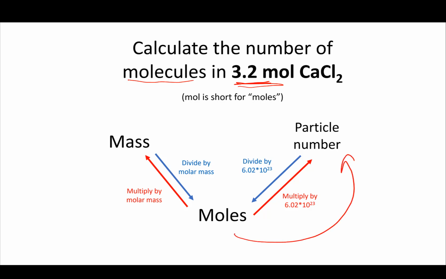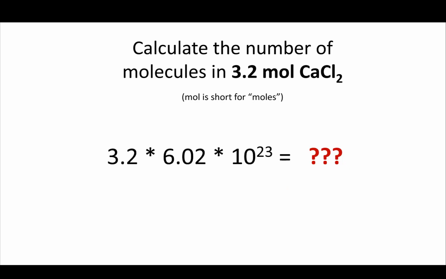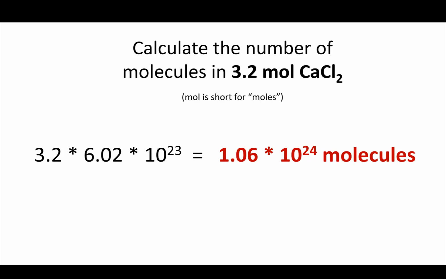Follow the arrow. It looks like to go from moles to particles, you multiply by 6.02 times 10 to the 23rd. So we'll take 3.2, multiply it by 6.02 times 10 to the 23rd to get the answer. Put that into a calculator, and you get 1.06 times 10 to the 24th molecules.